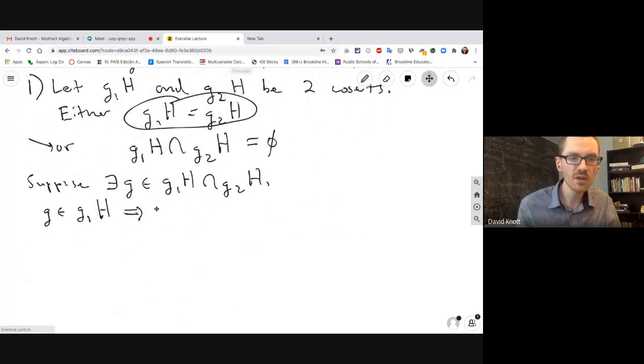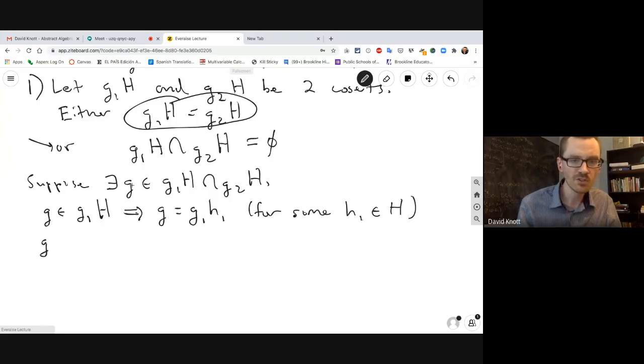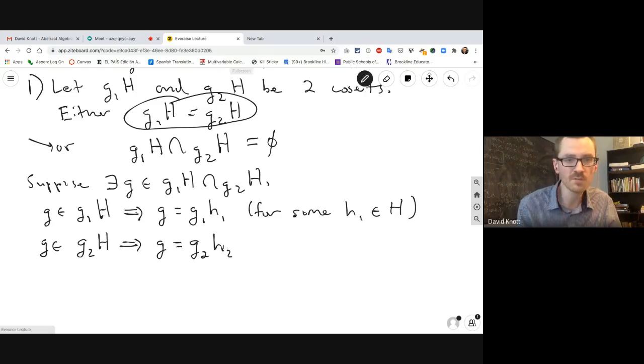So G being in G1H implies that G has that form. In other words, G is actually equal to G1 times some element of H, which I'll call H1, for some H1 in H. That's what it implies. And then similarly, we're assuming that G is in both of these cosets. G being in the second coset, G2H, implies that G has to be in the form designated by the second coset. Namely, it has to be of the form G2 times some element of H. Now, I'm going to call it H2 because this element of H doesn't have to be the same as this element of H. There's no reason for them to be the same, okay? So this is just for some H2 in H.